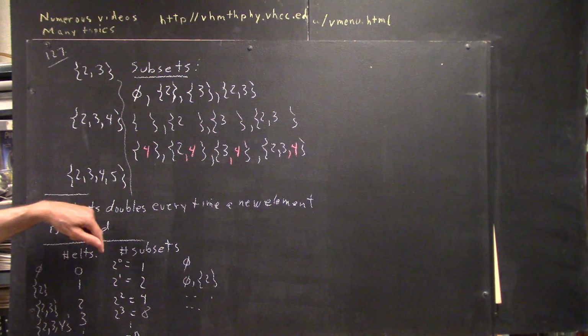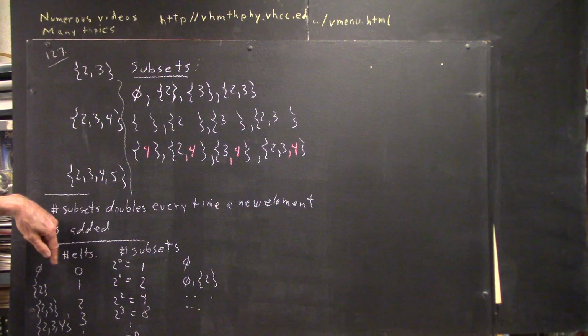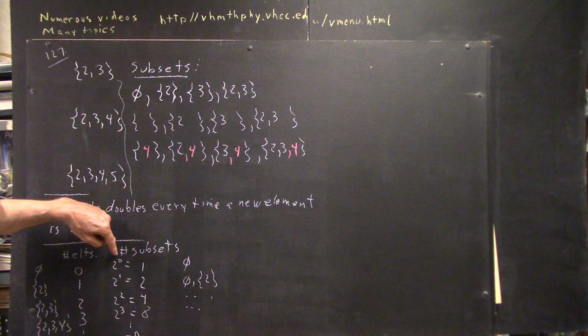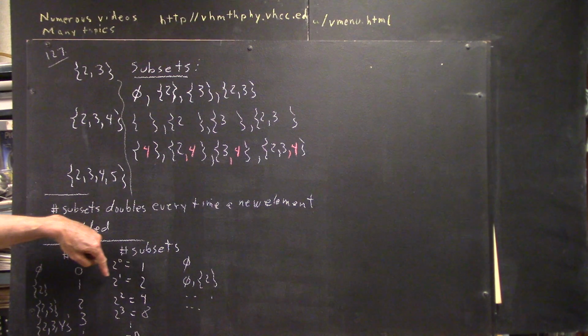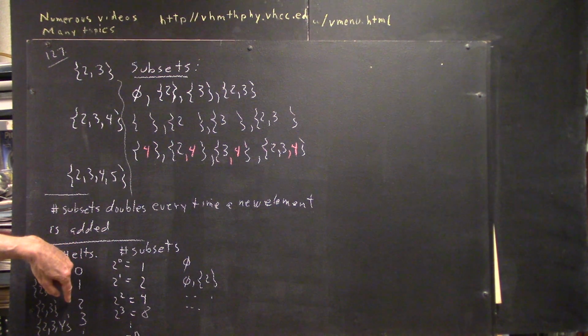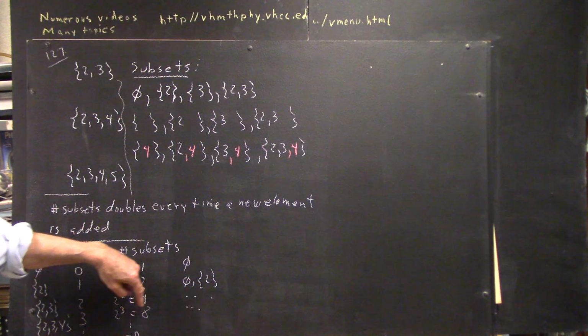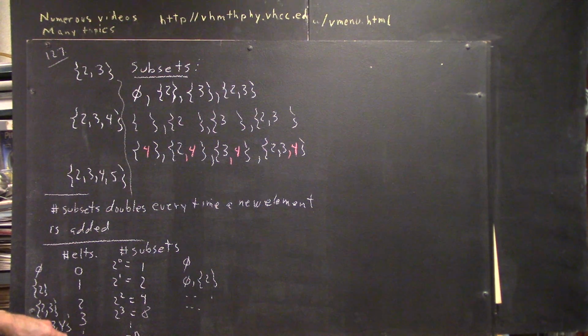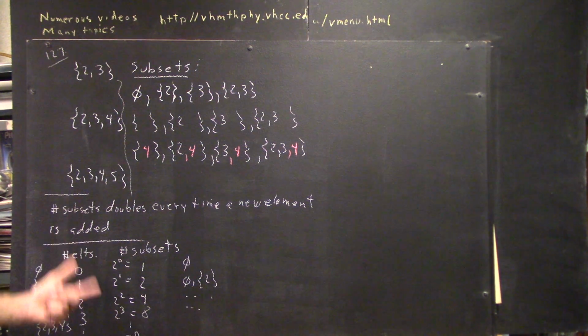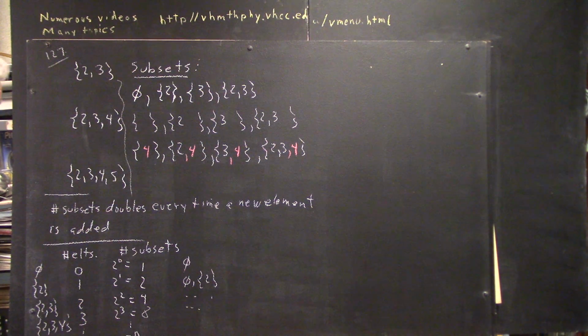Okay? Again, if n is the number of elements in the set: if n is 0, we get 2 to the 0. If n is 1, we get 2 to the 1 subsets. If n is 2, we get 2 to the second subsets. If n is 3, we get 2 to the third, or 8 subsets. So if n is the number of elements in the set, since this pattern is going to continue, we have 2 to the n possible subsets.